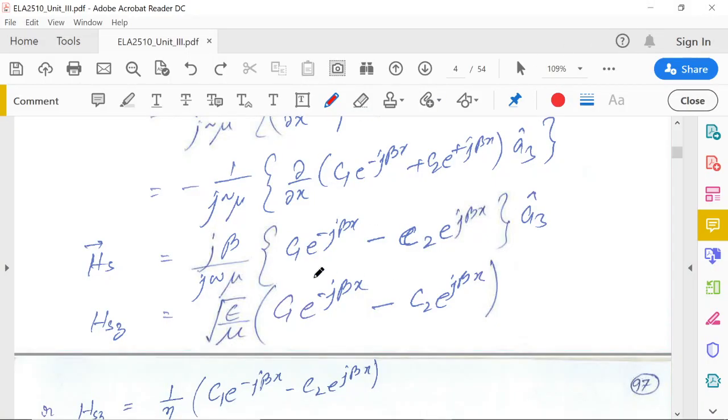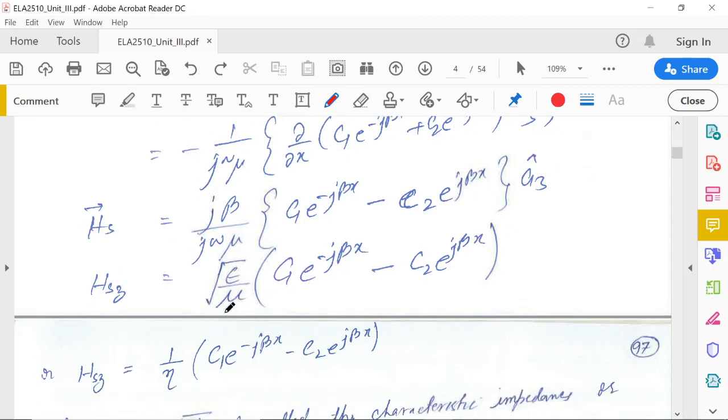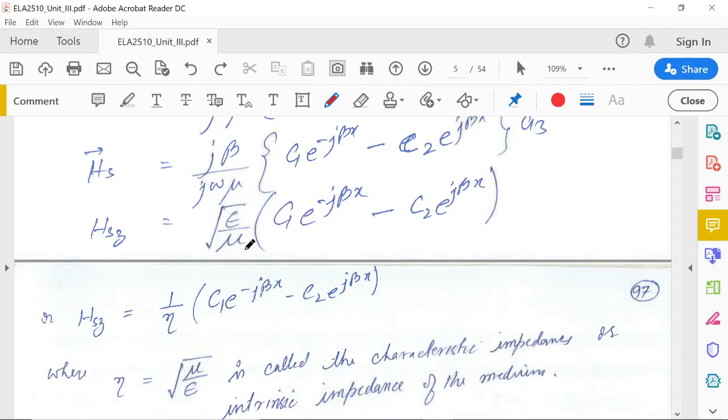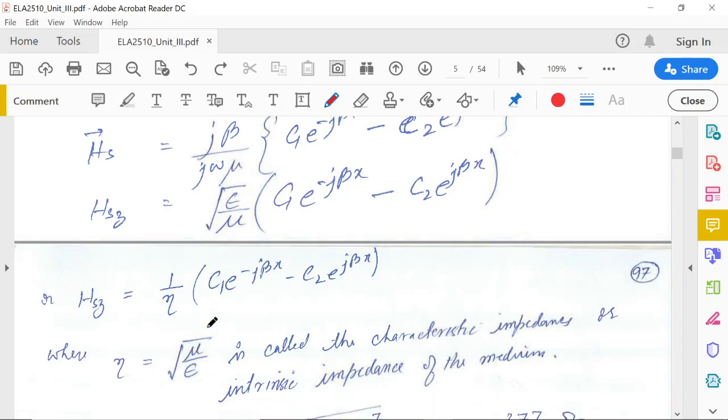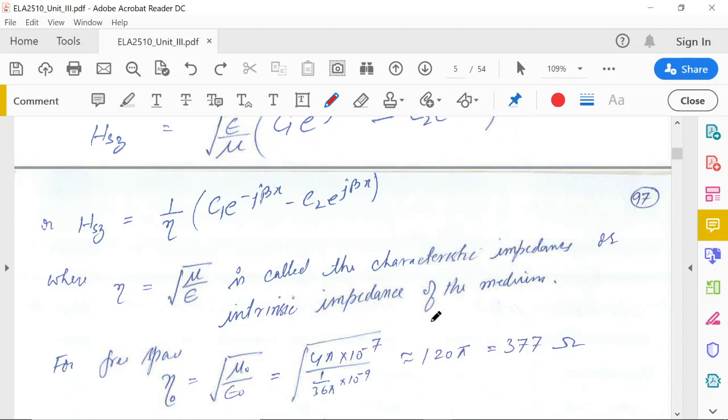HS, the magnetic field comes out to be in the az direction, whose magnitude is given by this factor. And here, j beta over j omega mu equals under root epsilon over mu, and this is a very important term, and here we replace it with 1 over eta, where eta equals under root mu over epsilon. This is called the characteristic impedance or the intrinsic impedance of the medium. So this depends upon the medium, and this is a very important quantity, and it will be used later also.